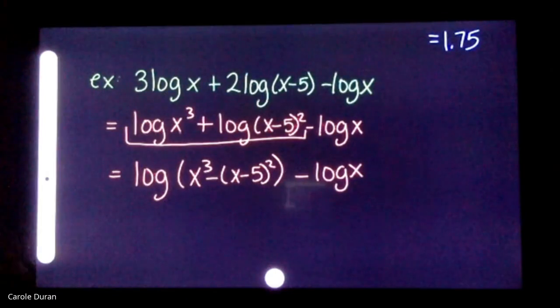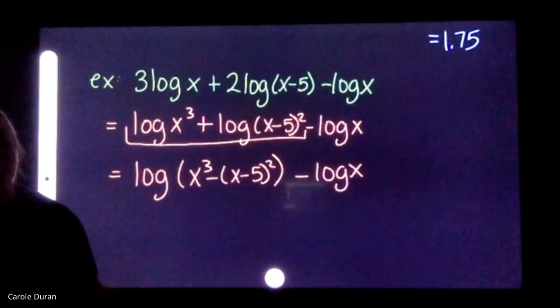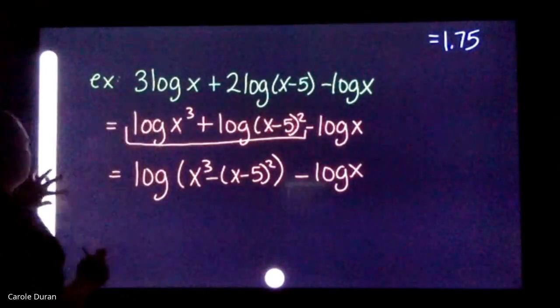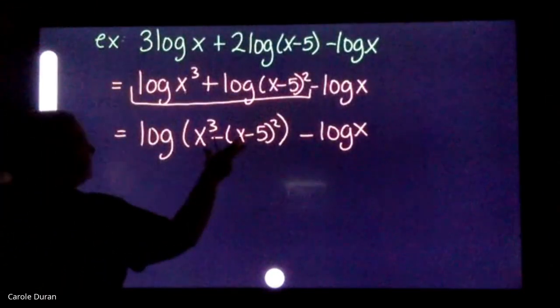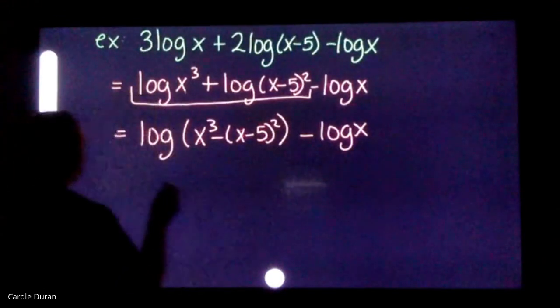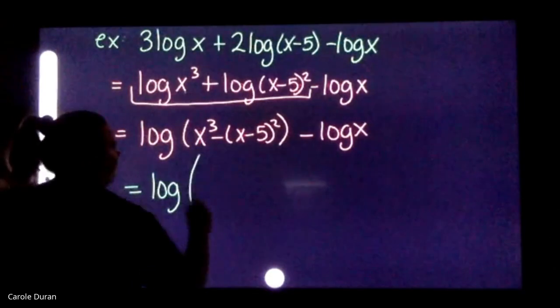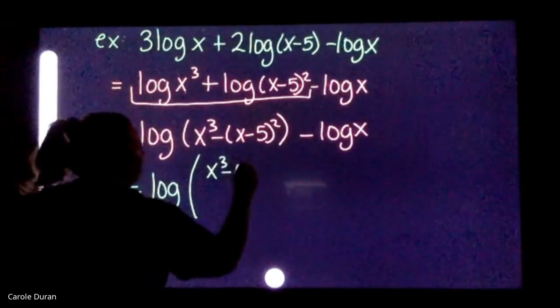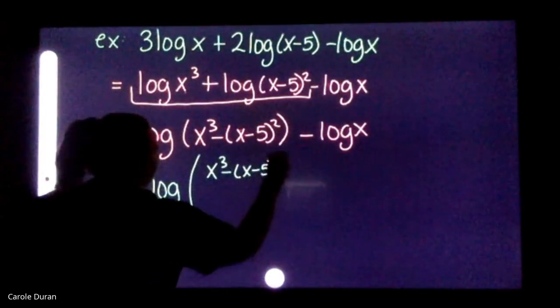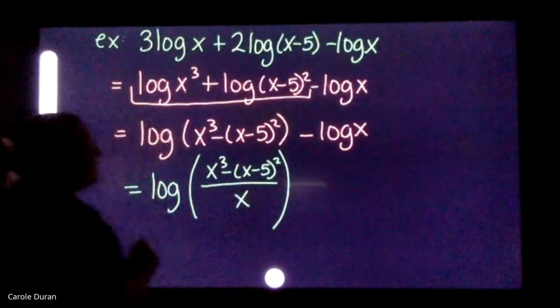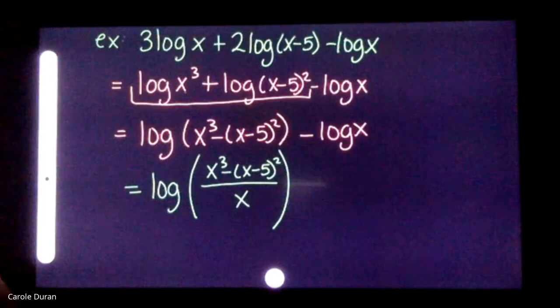Right, it corresponds to originally having divided two functions within a logarithm. These are both base 10, so I can rewrite it as a division problem, where this is my numerator and this is my denominator. So then this becomes log of x cubed times x minus 5 squared, all in my numerator, over the x in my denominator, and then I'm done.